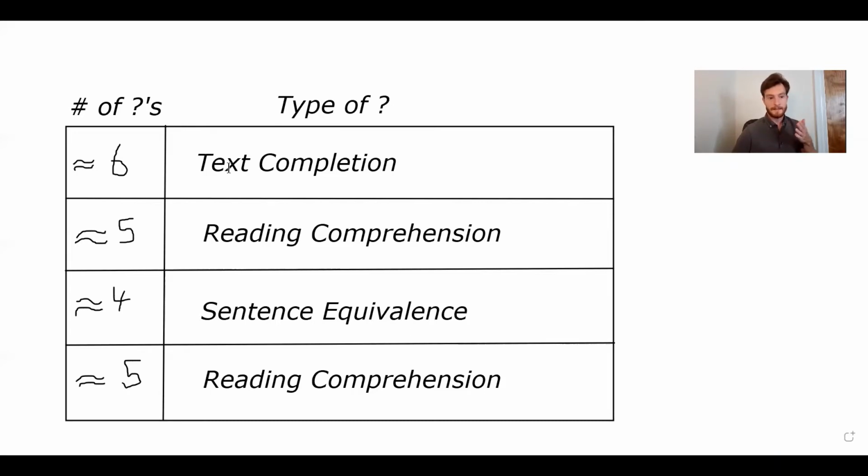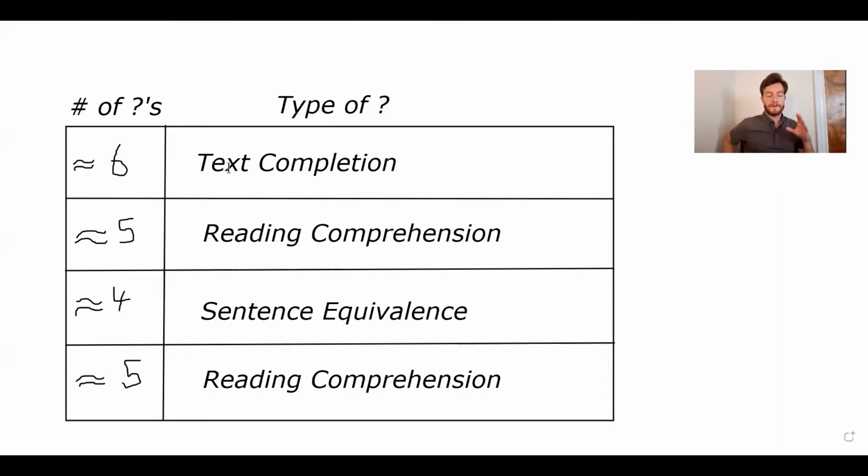So what I did when I took the exam was I did the text completion questions first. I would skip the next 5 and immediately go to the sentence equivalents. Then I would finish the last 5 reading comprehensions and then go back to the previous reading comprehension section and finish with that one.